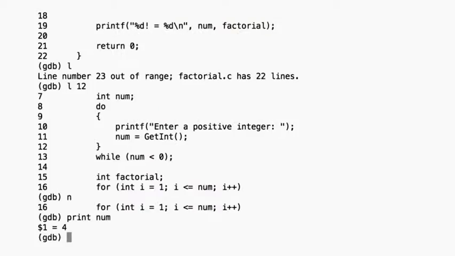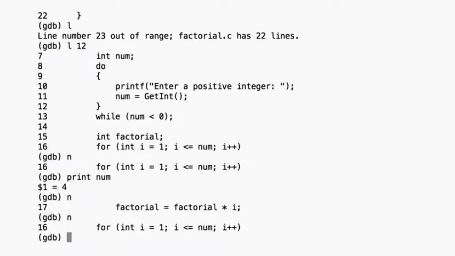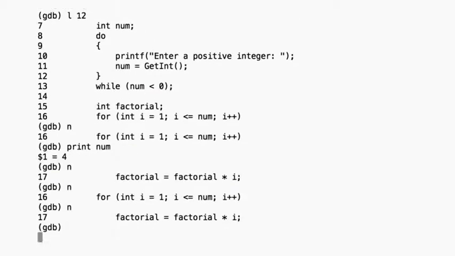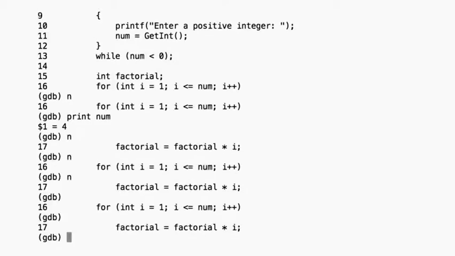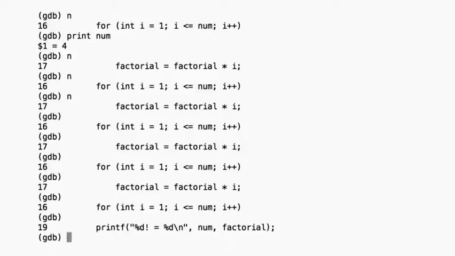Anyway, moving on with next, we see that we start moving through the for loop. Let's keep going through here with n, bit by bit. Rather than typing n each time, we can also just hit enter. When you hit enter without typing anything, GDB just repeats the previous command. So now we've hit the printf call. It looks like we've indeed gone through our for loop 4 times, which is what we want to do in order to multiply by 1, 2, 3, and 4.